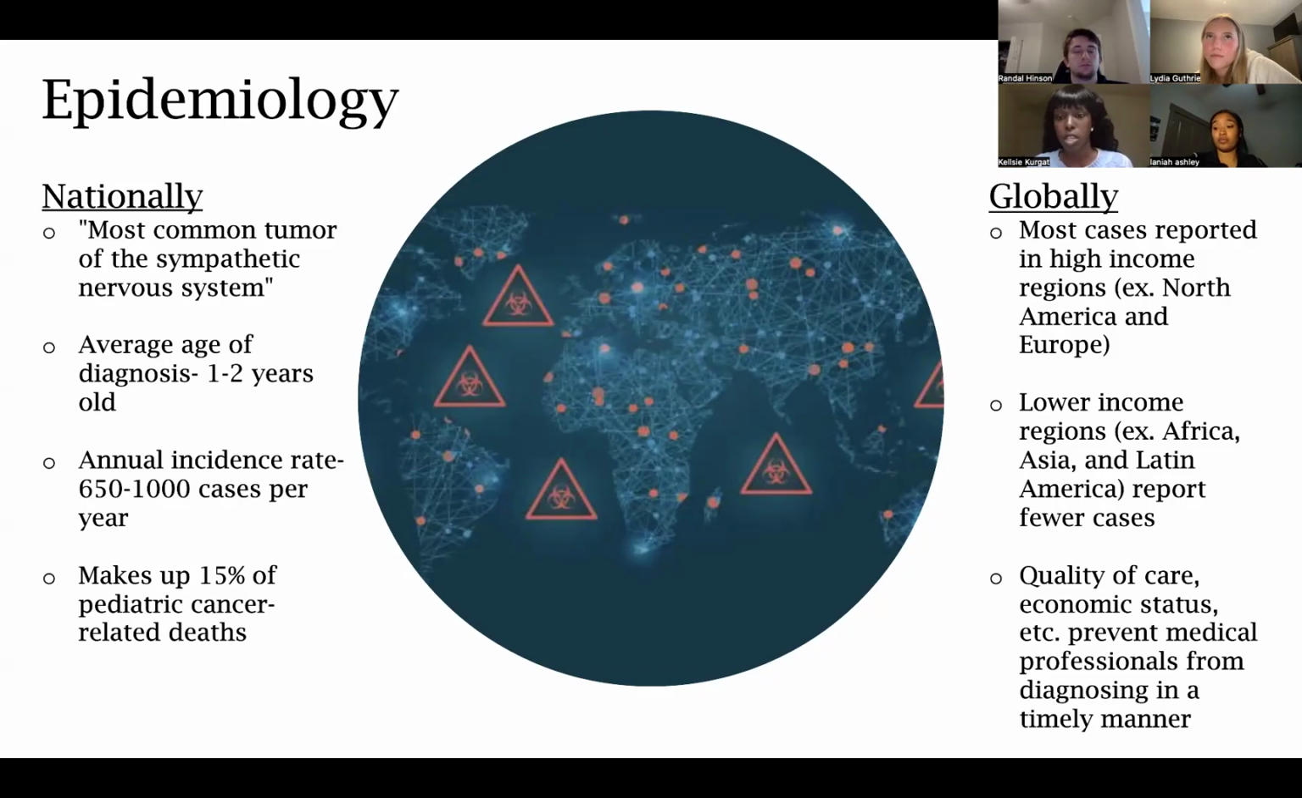Globally, most cases are reported in higher income regions like North America and Europe, and lower income regions like Africa, Asia, and Latin America report fewer cases. And this is due to quality of care, economic status, and other factors that prevent medical professionals from diagnosing in a timely manner.